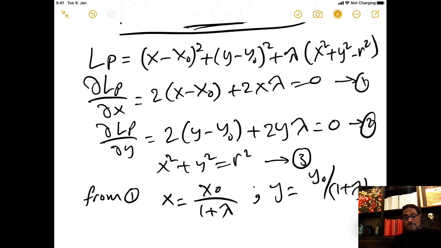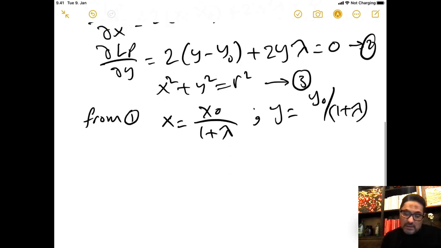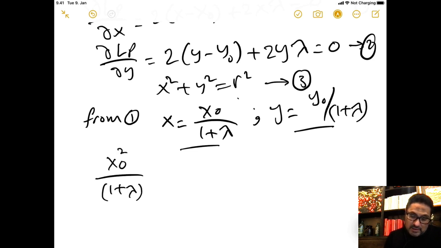Okay, and now we can substitute this part and this equation into the third equation. We will have x0 squared divided by 1 plus lambda squared, plus, actually it will be the same, also 1 plus lambda squared, and above will be y squared. Then we say just plus y0 squared equal to r squared.